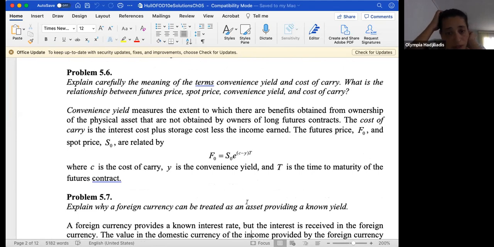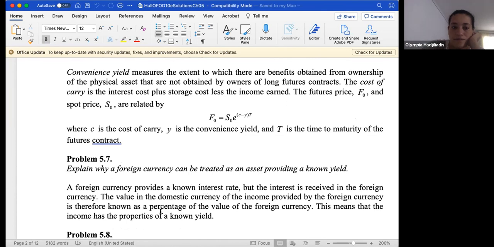So convenience yield measures the extent to which there are benefits obtained from ownership of the physical asset. And the cost of carry is the interest cost plus storage cost less the income earned. Then the futures price and the spot price for a consumption asset is equal to S0 e to the (C minus Y)T, where C is the cost of carry, Y is the convenience yield, and T is the time to maturity of the futures contract.